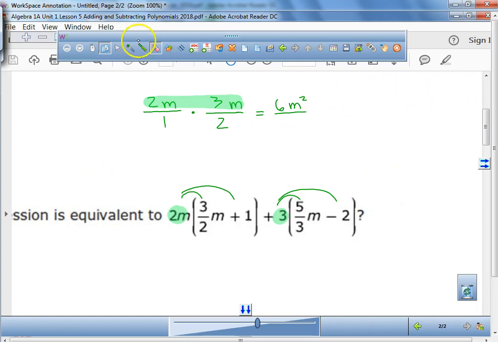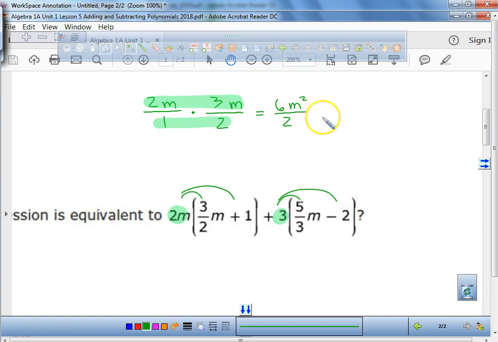All right. What's the product of the denominator right here? What's the product of the denominator? 2. And what is 6 divided by 2? 3. Which means our first product right here is 3n squared. All right? So this first product right here is 3n squared.